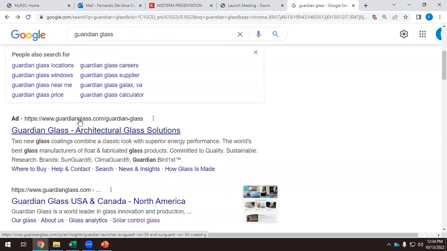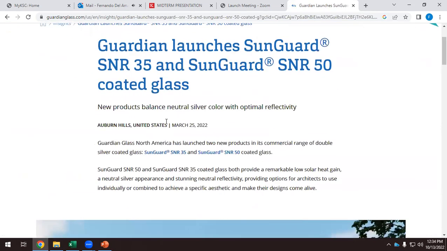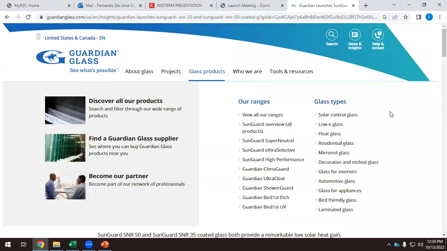Anyway, this is Architectural Glass Solutions. We are at Guardian. This is the logo, and here is products. If we open these products, these are the glass types. We have solar contour glass, low emissivity, float, residential glass, mirror, decorative, automotive glass, appliances. This is for bottles and whatever. Bird-friendly glass, I don't know what this is, and laminated glass.